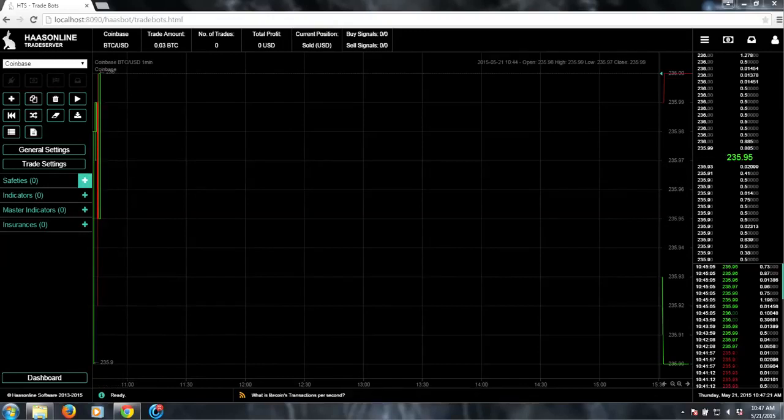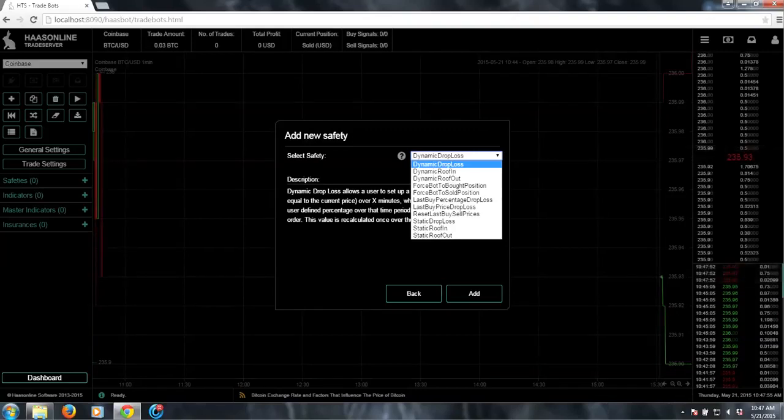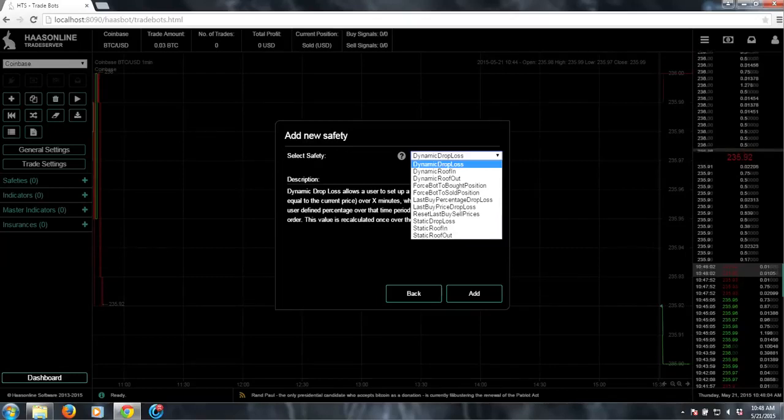Essentially, our safeties are used for either defensive or offensive strategies. They're more typically used with defensive. But basically, these are kind of like conditions or different algorithms that are not indicators. They work by checking the price, and if a safety is activated, say I'm running a dynamic drop loss and the price hits that drop loss price, the bot will immediately sell, and as long as that safety is active, it'll disable all other trading that's not happening within a safety.